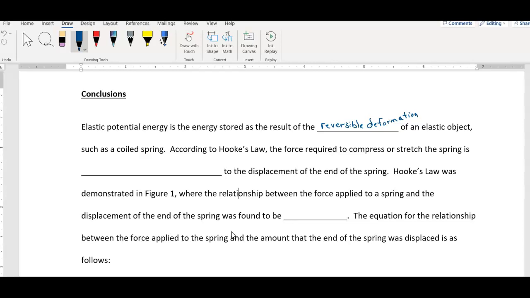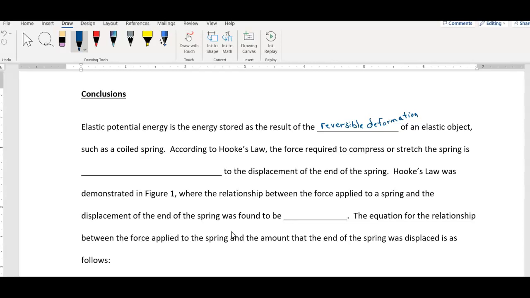You can deform it, but it doesn't bounce back to its original shape. Or a paper clip. You can bend it, but it doesn't bounce back to its shape. These things are deformable, but they do not store energy. In order to have elastic potential energy stored, the object has to be elastic, which means it has that property where it will bounce back to its original shape. Okay? So elastic potential energy is stored as the result of a reversible deformation.